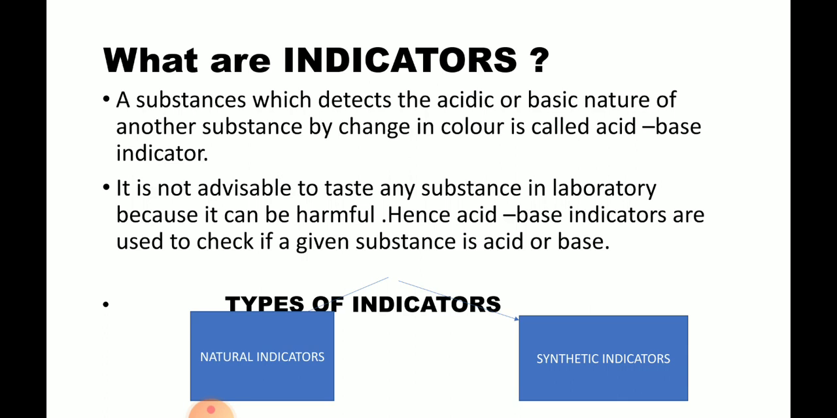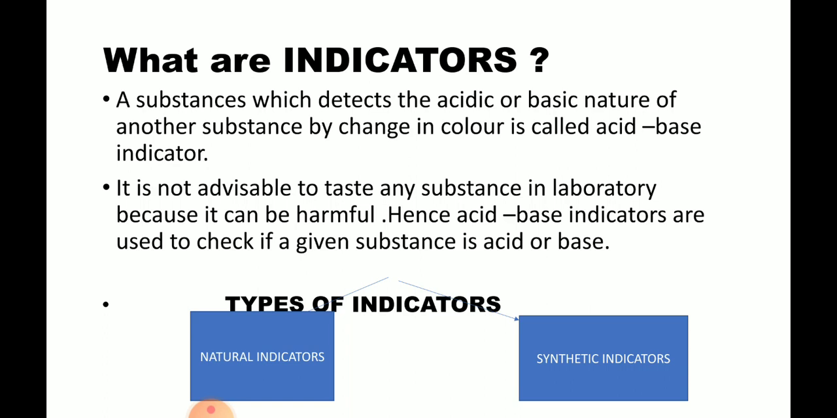Now we are telling why indicators are important, or why indicators are used in the laboratory, because we know that we can't taste everything. Correct? It is not possible to taste all substances, especially in the laboratory. It can be harmful for us. So that is why indicators are used. Hence acid base indicators are used to check if a given substance is acid or base.